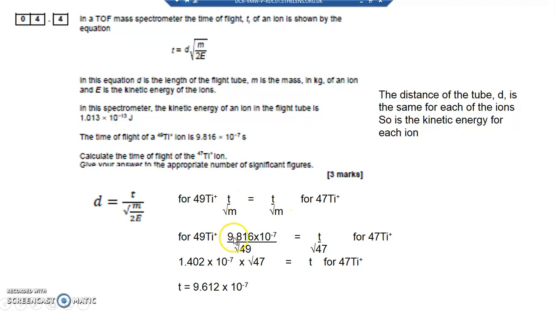The time for 49Ti is given as this value here, so 9.816 times 10 to the minus 7 divided by the square root of the mass of the particle, 49, equals the time taken for the 47Ti to hit the detector at the end of the tube, divided by the square root of its mass, 47. So I've multiplied both sides by the square root of 47, and so t, the time for 47Ti, equals 9.612 times 10 to the minus 7.